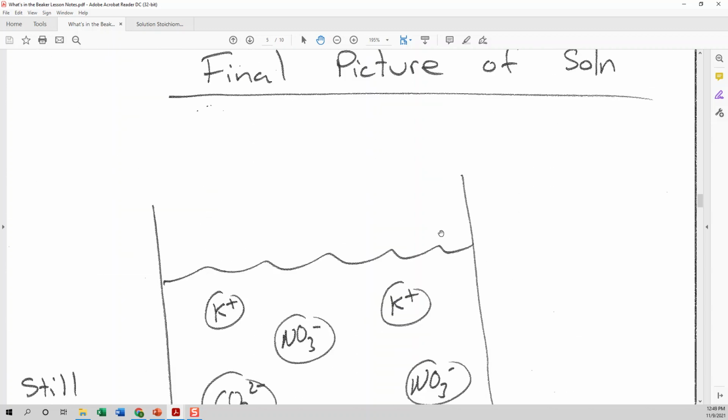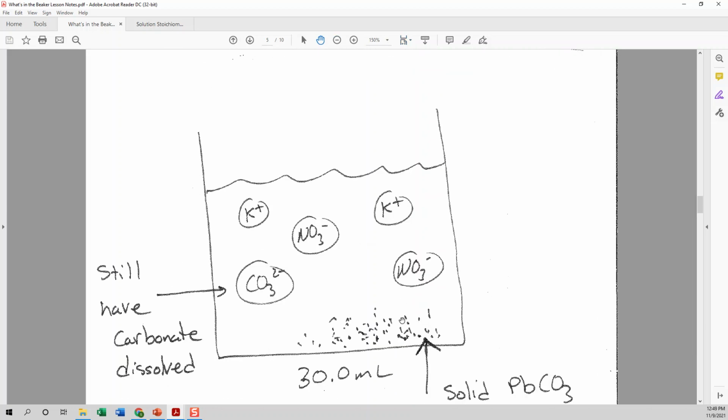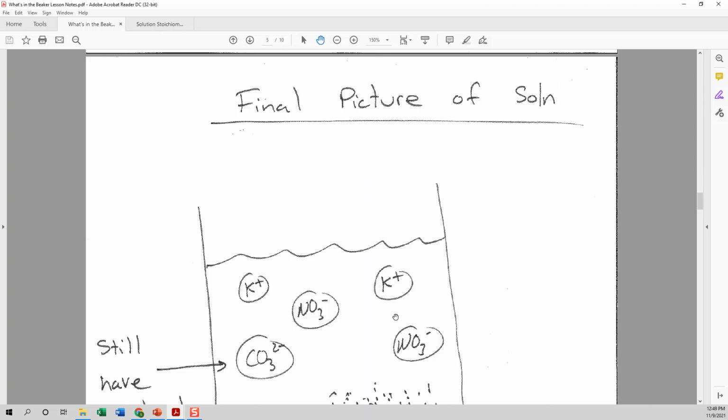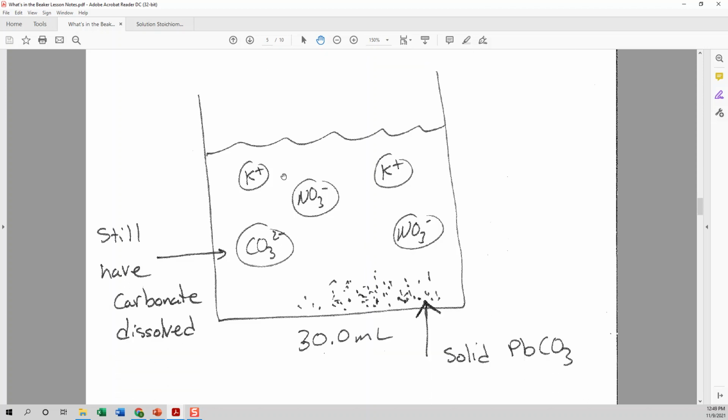So what would the picture of our final solution look like? Hold on, let me do this. Okay. So the final picture of the solution. Well, obviously we have our spectator ions. We got our precipitate down there with the solid lead carbonate, and we know what that is. But we still have to draw dissolved carbonate ions in the picture because it was the excess ion. All right?